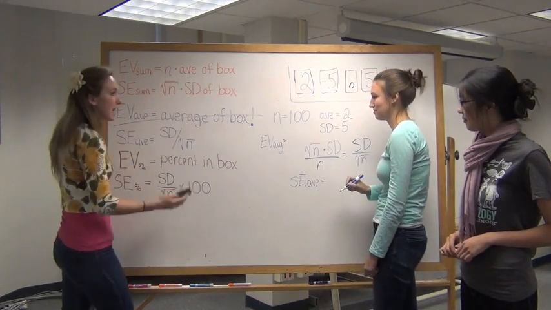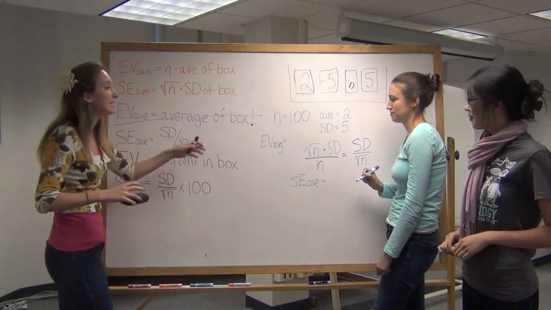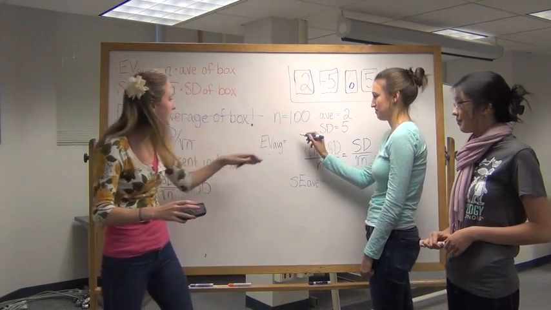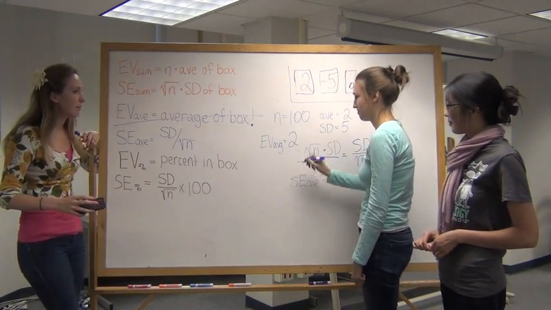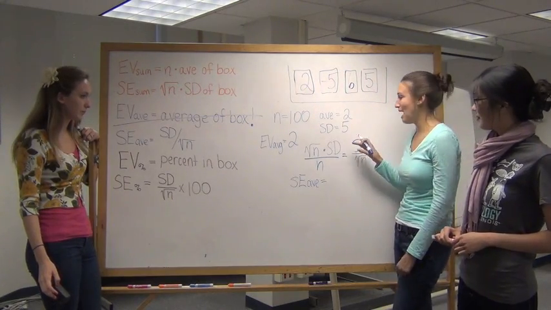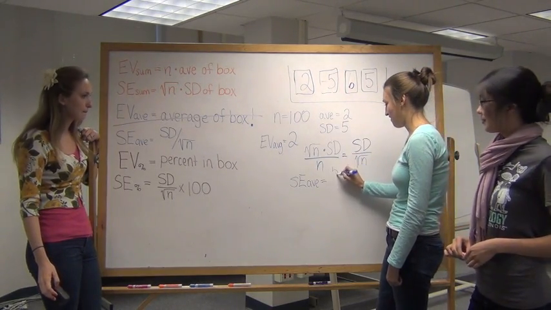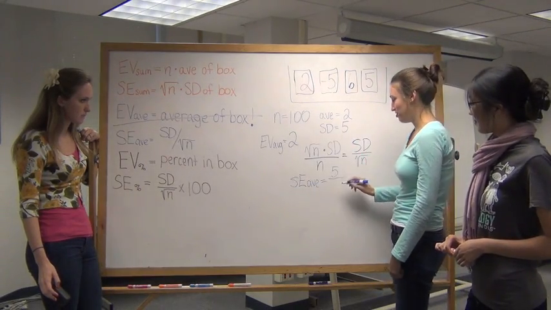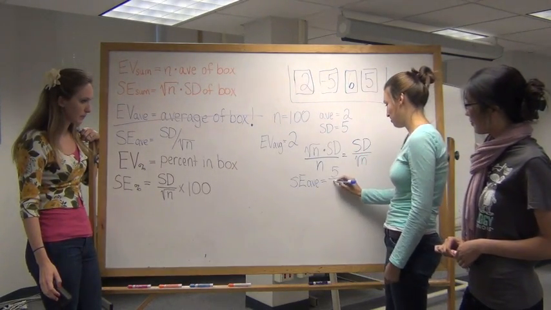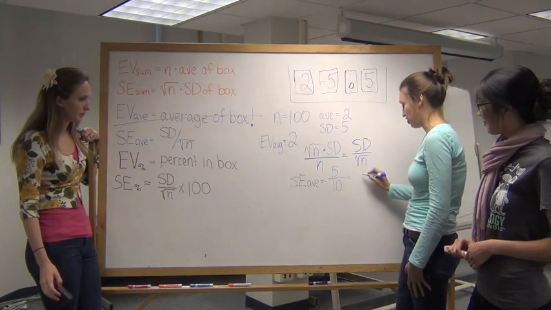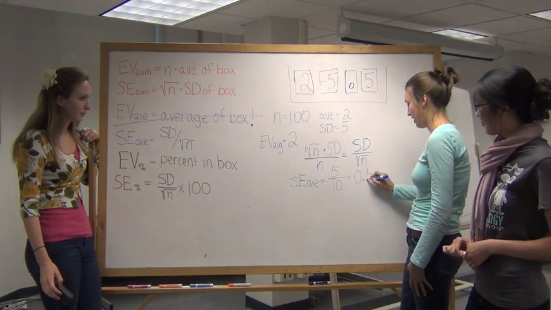If I were to pull 100 times from this box, I would expect the average of my pulls to match the average of my box. So the expected value of the average is 2. And how about that standard error of the average? So now we're going to take the standard deviation of the box, which we're given is 5, and divide that by the square root of n. Our n is 100, so the square root of 100 is just 10, and we get the standard error of the average is just 0.5, or 1/2.